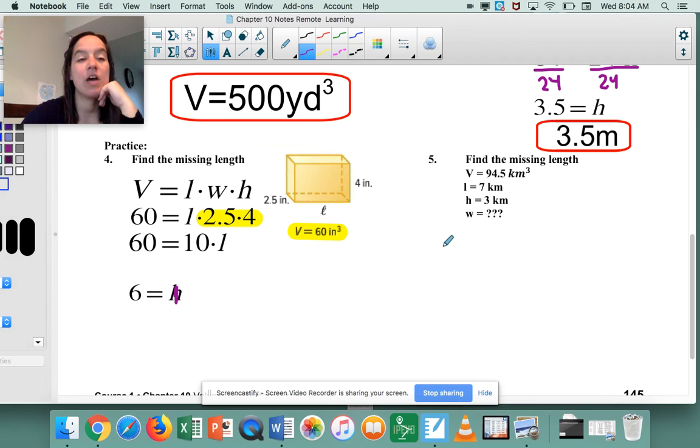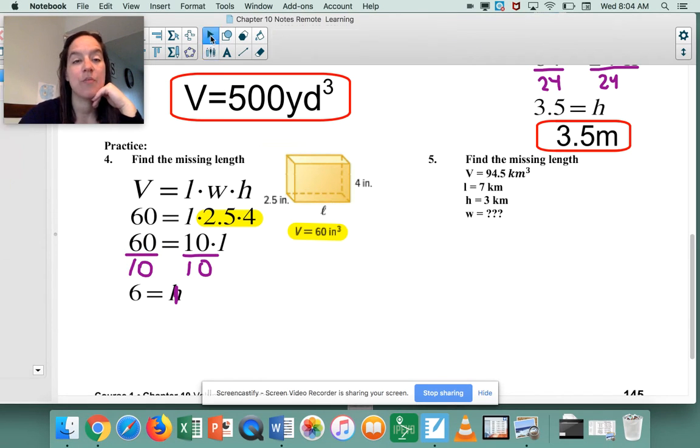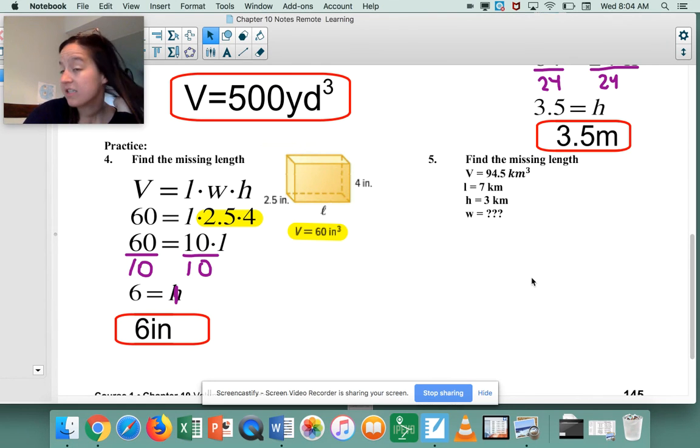If you didn't know how to figure out that it was 6, you could have simply divided 10 to both sides. And that would have gotten you 6. That one I would have understood you doing mental math. To get my answer, I have to put a label back in there, and so it would be 6 inches.